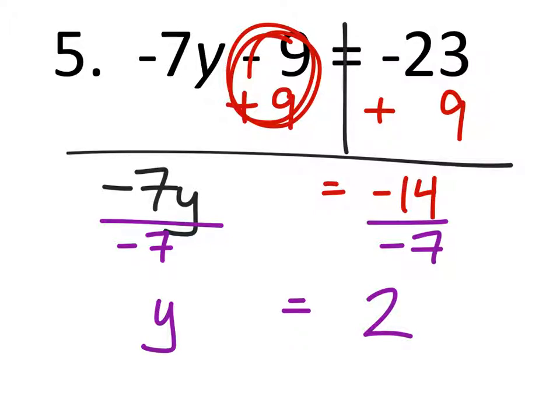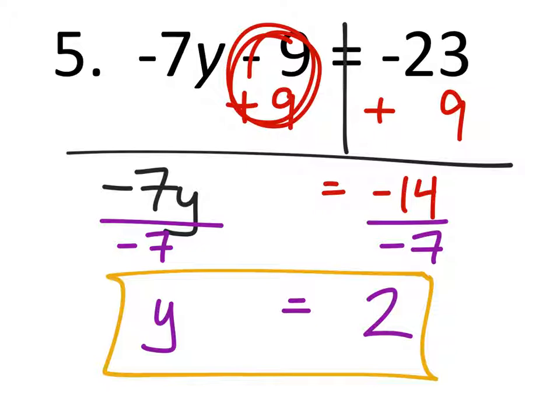So we could check this. Negative 7 times 2 is negative 14. Minus 9 is negative 23. Again, that's something you could do in your calculator just to check that off and make sure your answer is correct.